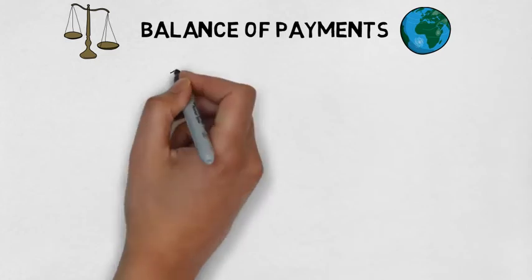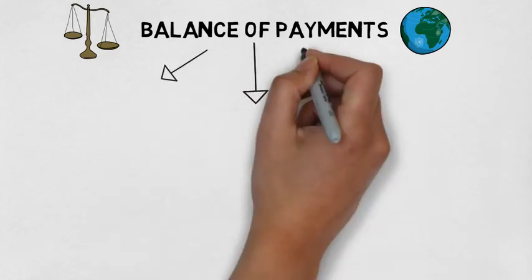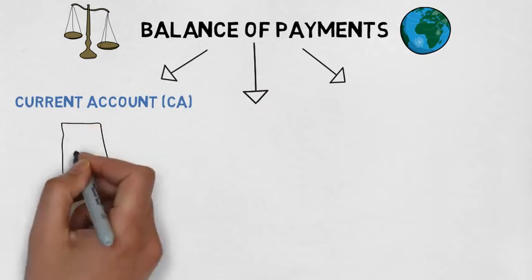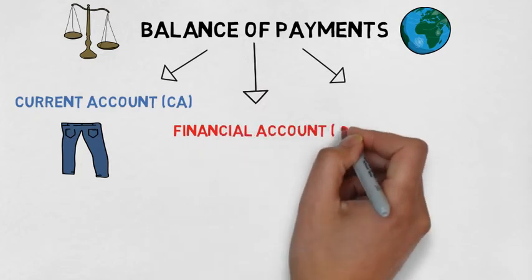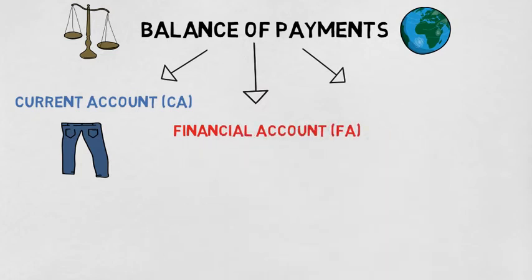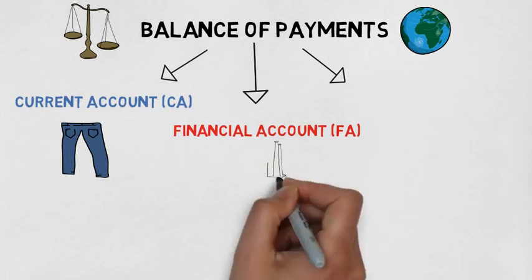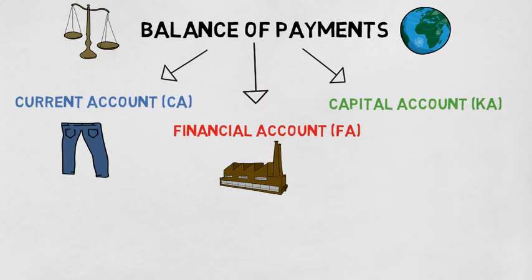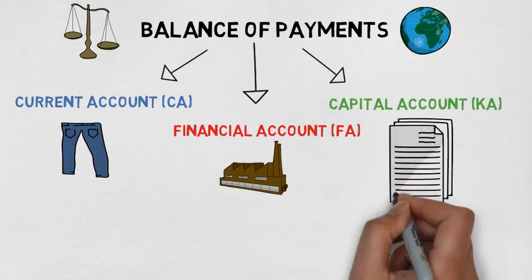The balance of payments records all transactions between a country and the rest of the world during a time period. Three types of transactions are recorded: the current account, which is made up of transactions that involve goods and services, for example the UK exporting jeans to France. Next, there is the financial account, which is made up of transactions that involve financial assets, i.e. any form in which wealth can be held, for example money in factories. Finally, there is the capital account, which is made up of transfers of wealth between countries, for example copyrights.